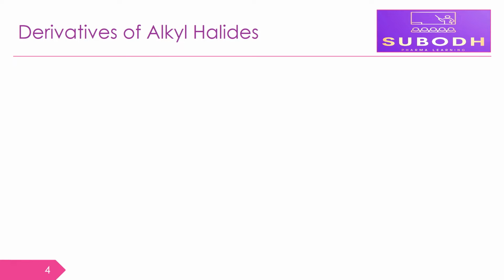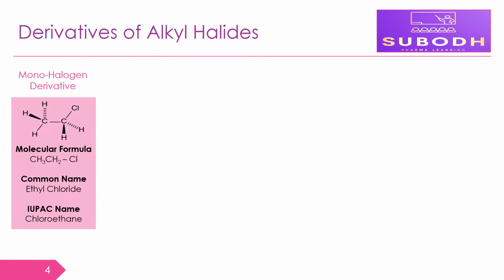Now we will see the derivatives of alkyl halides. Depending upon the number of halogen atoms attached to the alkyl group, they are classified as monohalogen derivatives, in which only one halogen atom is attached to the alkyl group. For example, chloroethane. See, in the structure, a single chlorine atom is attached to a carbon atom. So, they are also called monohalides.